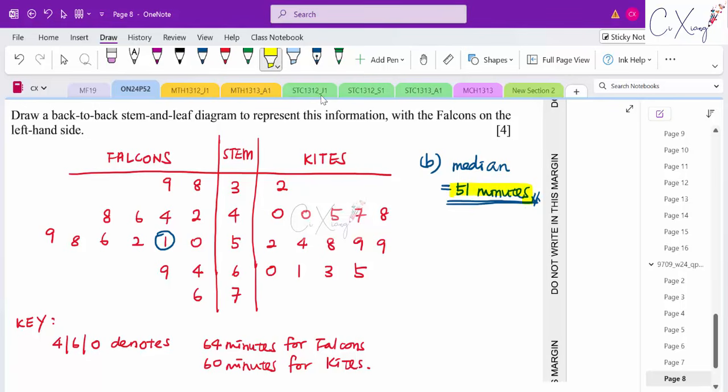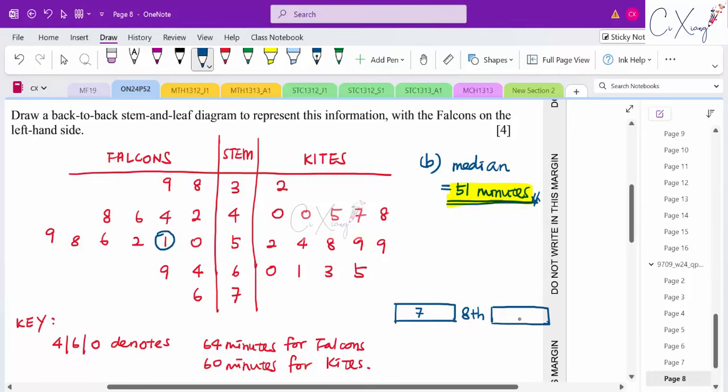Then after that, they want you to find the interquartile range. Before you can find the interquartile range, you need to find Q1 and also Q3 first. Q1 means lower quartile, Q3 means upper quartile. Just now when you found the median, the 8th number is the median. So in the first half of the data you have 7 numbers, and the second half of the data you also have 7 numbers. So 7 plus 7 plus 1 in the center is 8. It is 15 numbers in total, right?